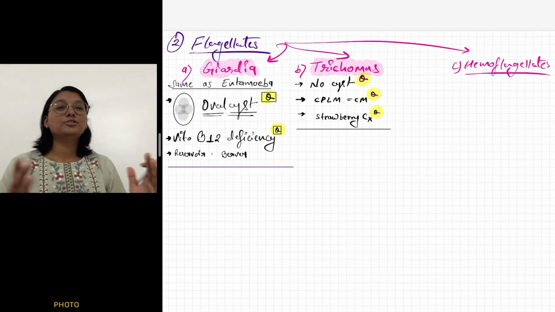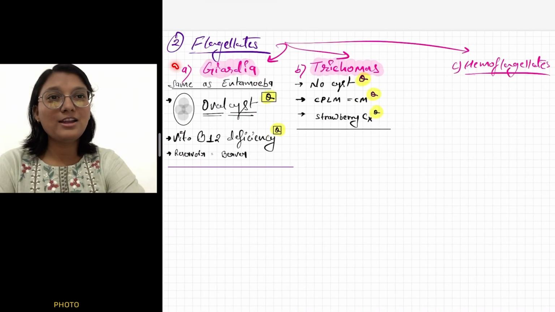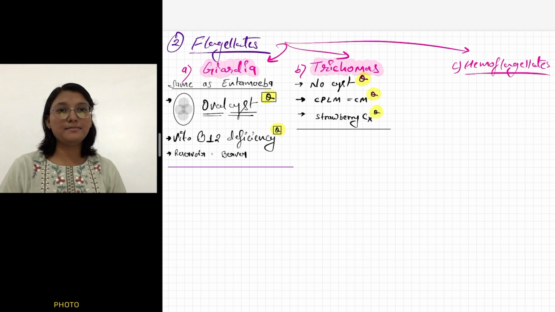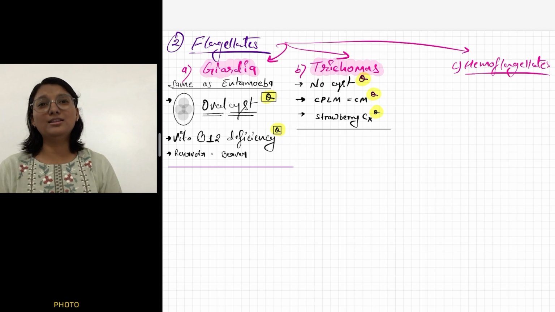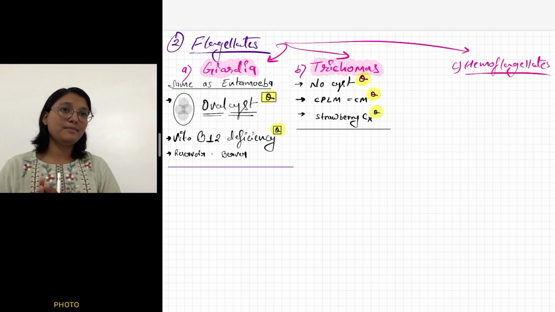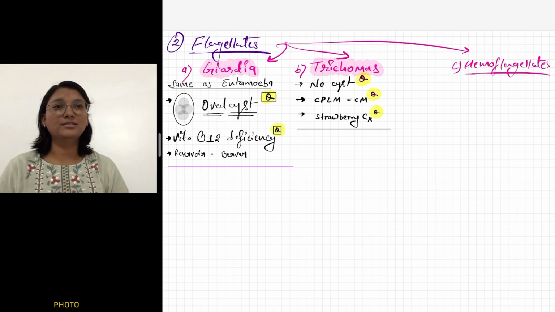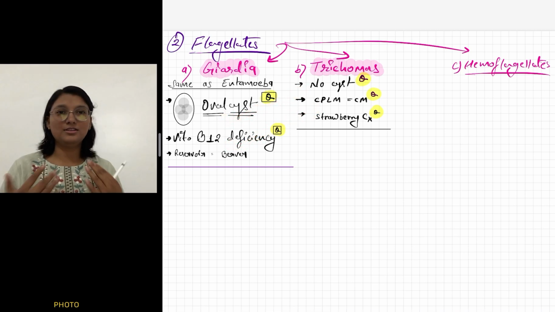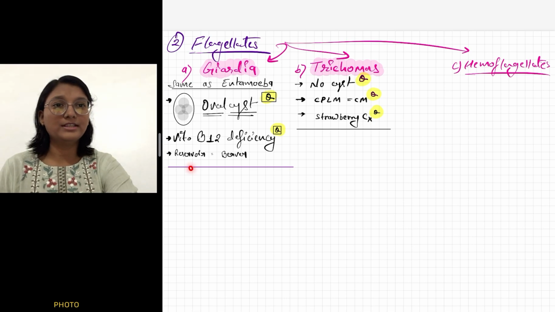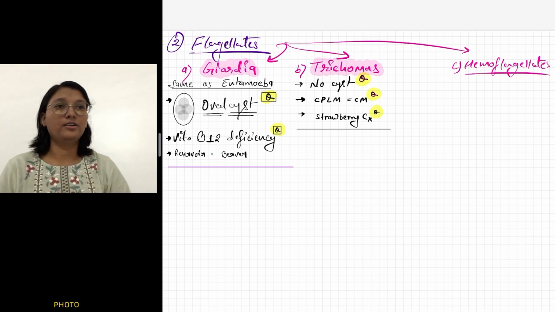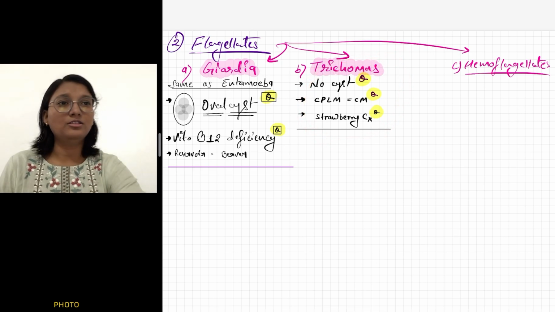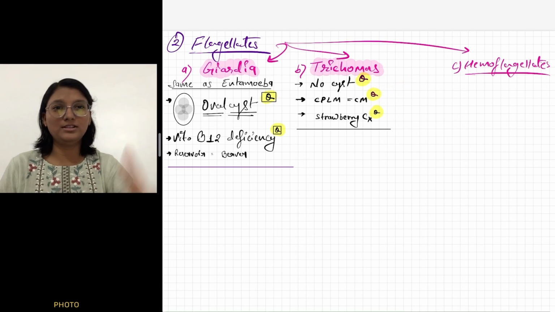Okay, so coming to flagellates, if I look at Giardia, everything is similar to Entamoeba. The only thing which differs is the oval cyst. Entamoeba has a round cyst and Giardia has an oval cyst. It causes vitamin B12 deficiency because it causes steatorrhea, and the reservoir is not human, here it's beaver. Okay, coming to Trichomonas, I remember only 3 questions. There is no cyst phase in Trichomonas, CPLM is the culture media, and strawberry cervix.